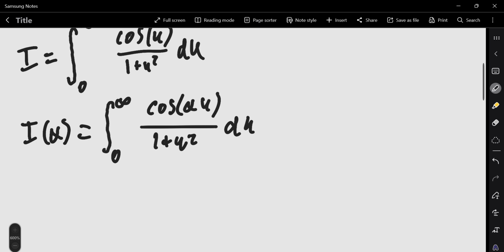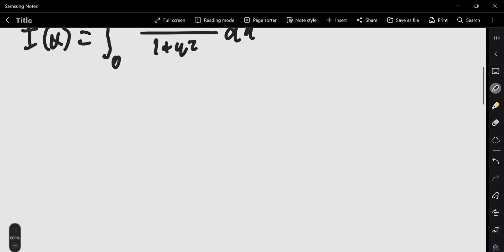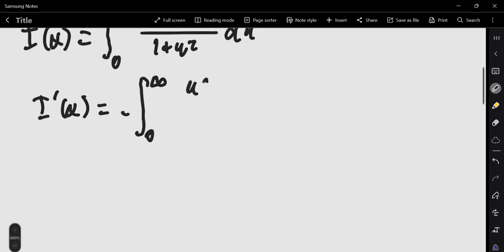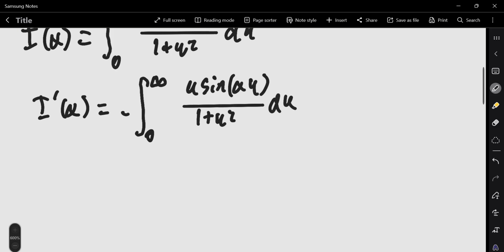It doesn't matter. Just forget about the 2. I've already said forget about the 2. It's staying in my head. We're now going to differentiate under the integral sign. I haven't really written it out, I've just kind of done it. So I prime of alpha is going to be minus the integral from 0 to infinity of u sine alpha u over 1 plus u squared. I'm also using t and alpha interchangeably in my notes. Usually I do I of t, but I'm using alpha.